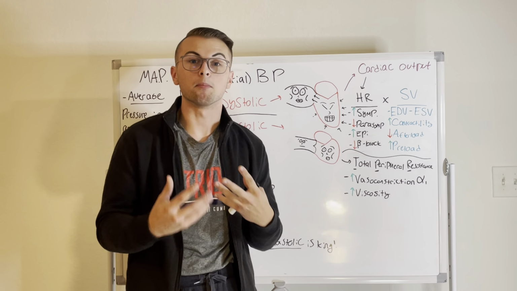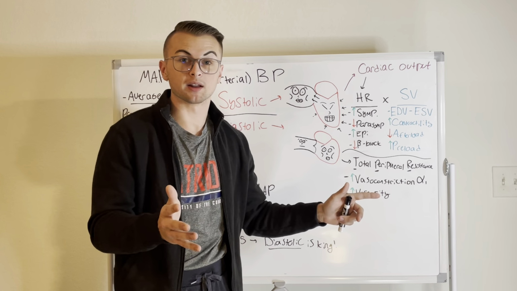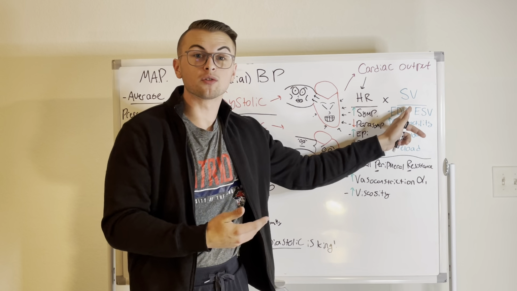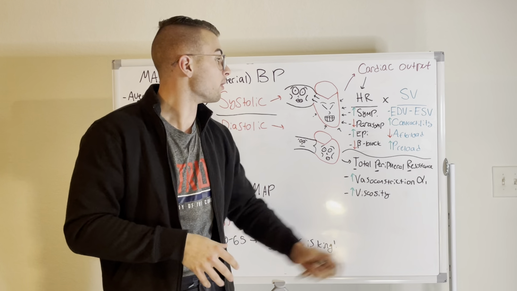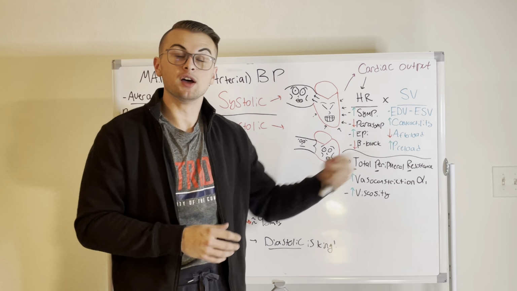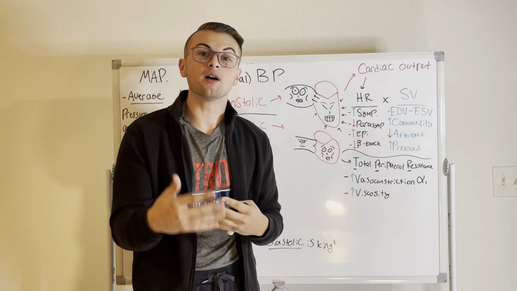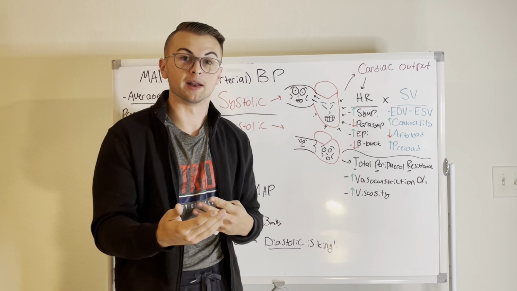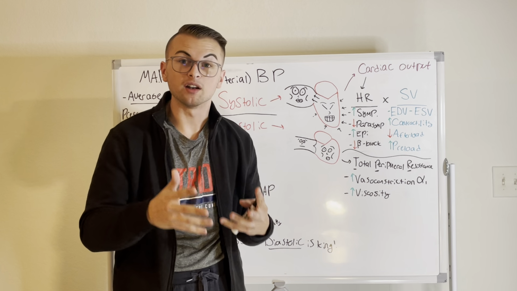So just to give you some ballpark numbers, this is usually around 72 beats per minute at around a stroke volume, remember the amount of blood that we're actually squeezing out with each pump, of around 70 milliliters. So if we multiply those two together, they give us just a little bit over 5,000 milliliters of blood per minute. So 5 liters of blood per minute. That is a ton of blood.